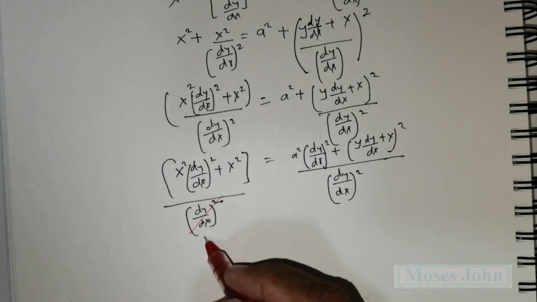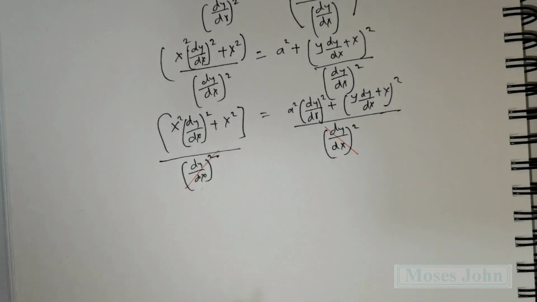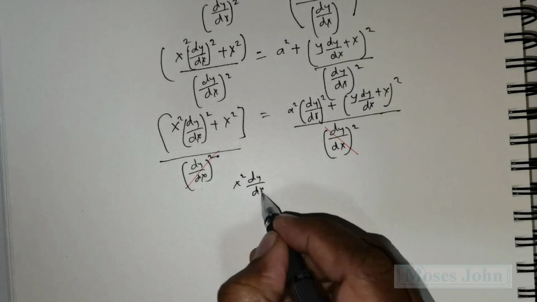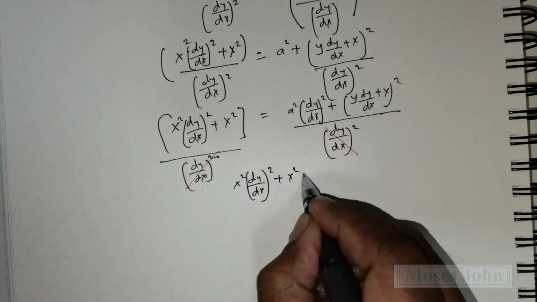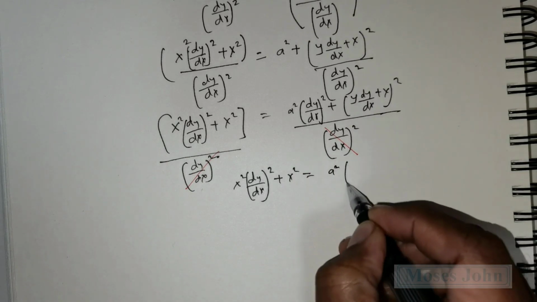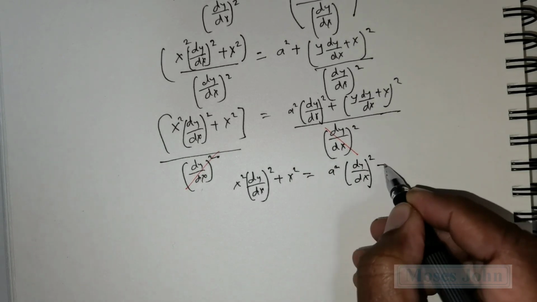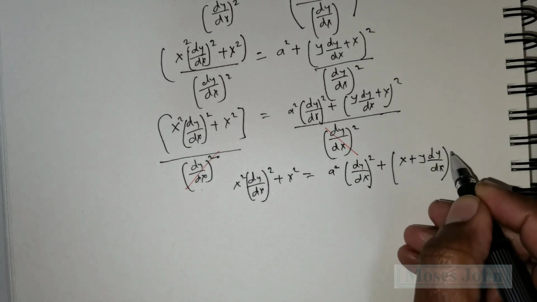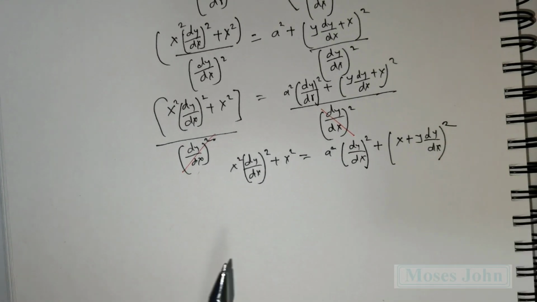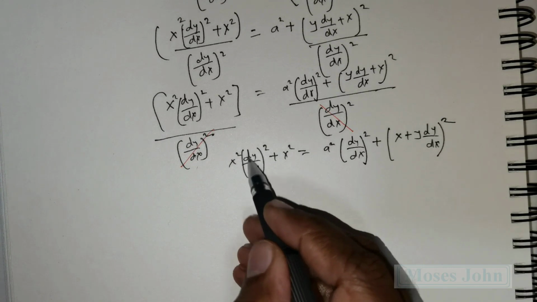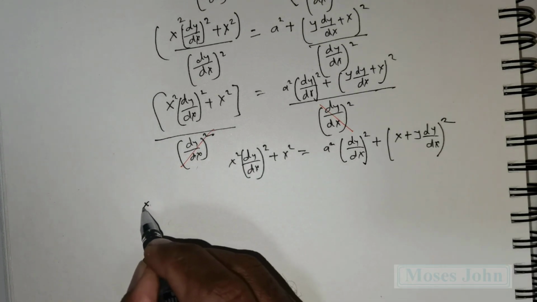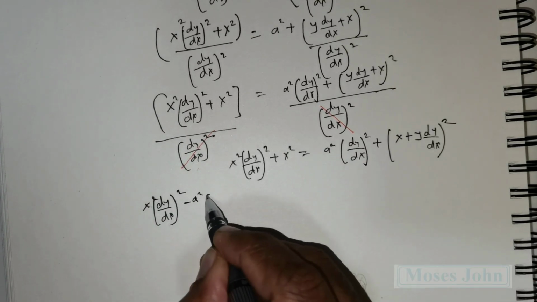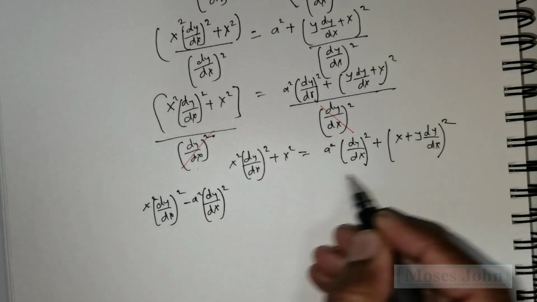Now dy over dx raised to the power 2 can be cancelled on both sides, so that gives me x squared dy over dx raised to the power 2 plus x squared is equal to a squared times dy over dx raised to the power 2 plus x plus y times dy over dx raised to the power 2. So this is what I am getting. Now what I can do is club all the dy over dx on one side. So I rewrite this as x squared times dy over dx whole squared, and I bring this negative a squared times dy over dx whole squared.